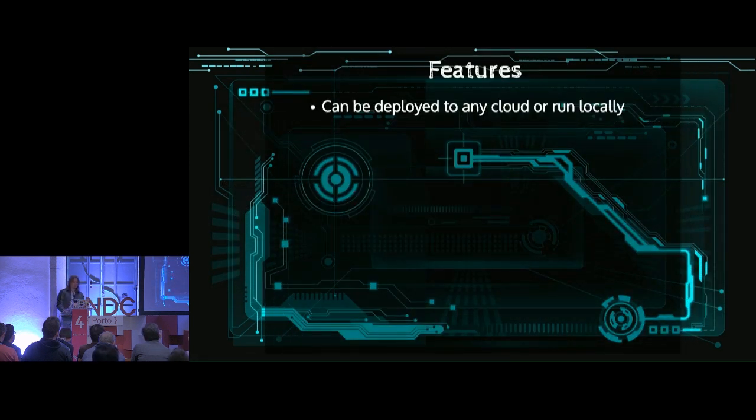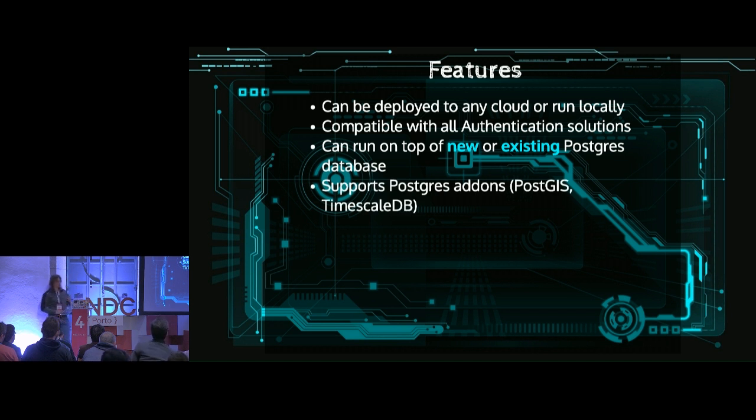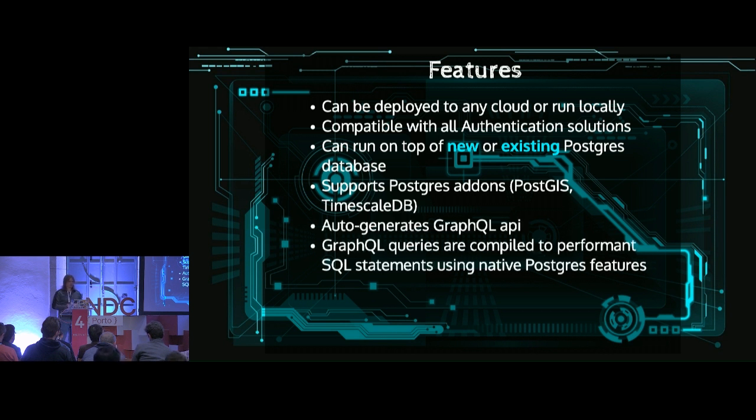There are lots of features that it gives you. It can be deployed to any cloud and run locally because it runs in a Docker container. So wherever you can run a Docker container, you can run the Hasura engine. It's compatible with all authentication solutions. I already mentioned that it can run on top of new or existing Postgres. It supports not only Postgres, but also its add-ons like TimescaleDB. I already mentioned that it auto-generates the API. And the thing is, GraphQL queries are compiled to performant SQL statements, leveraging Postgres features.